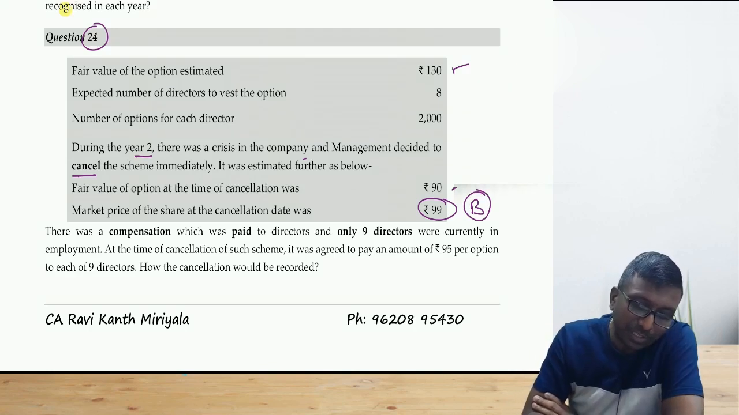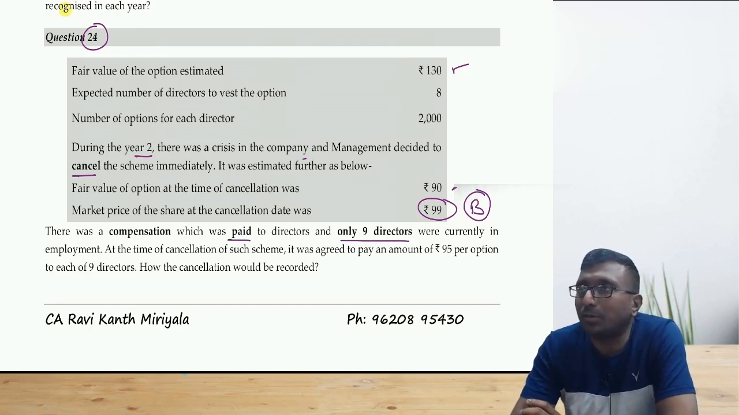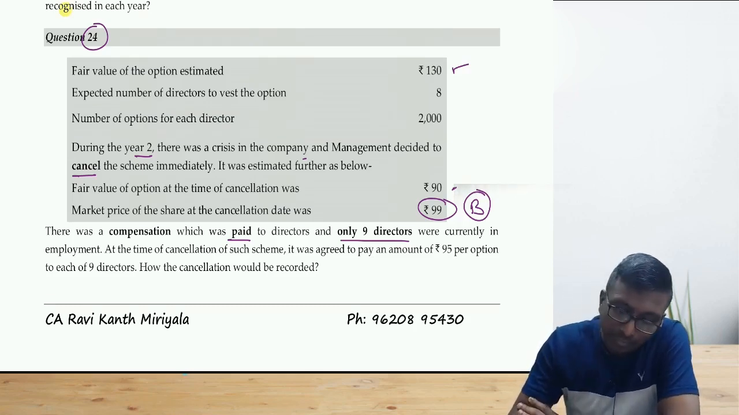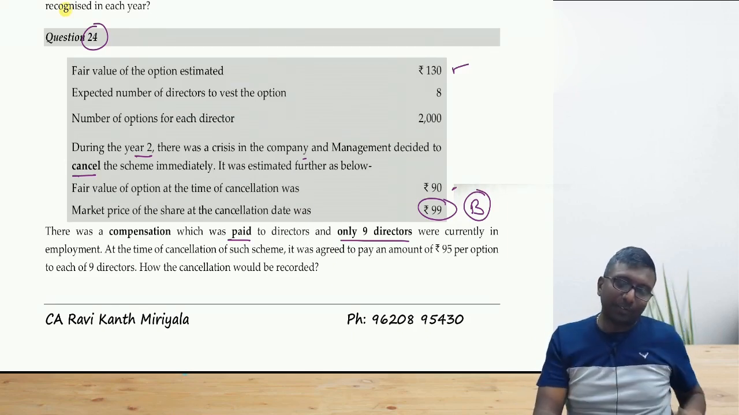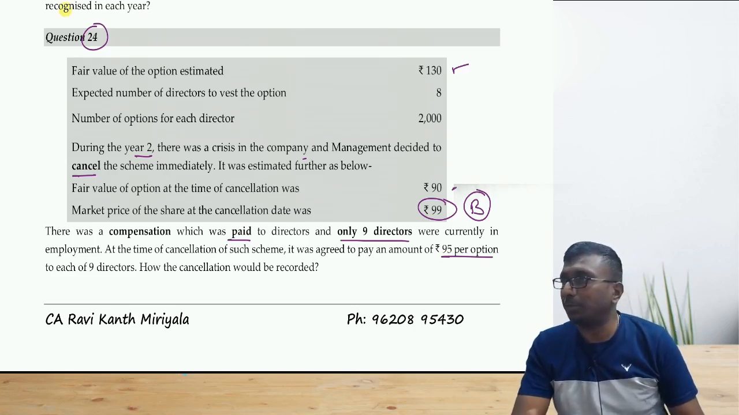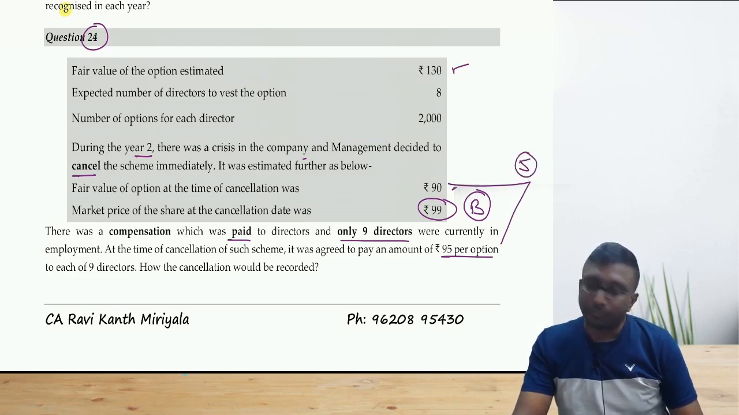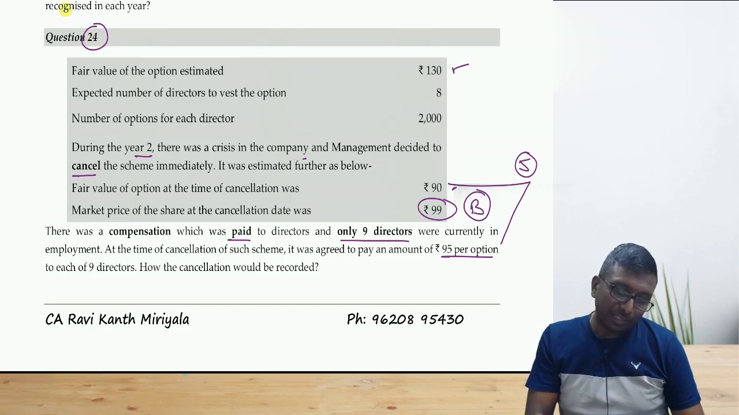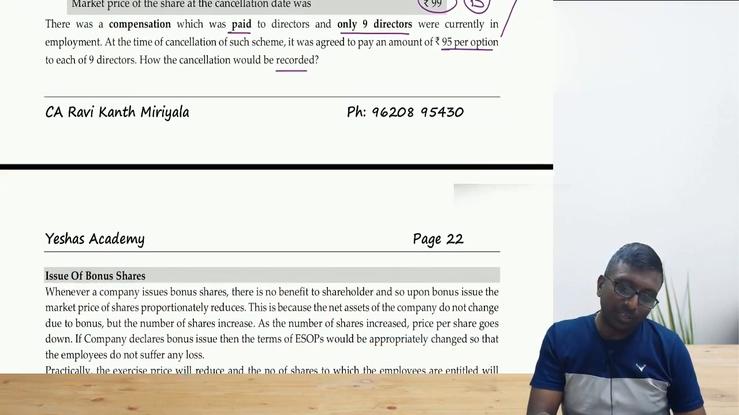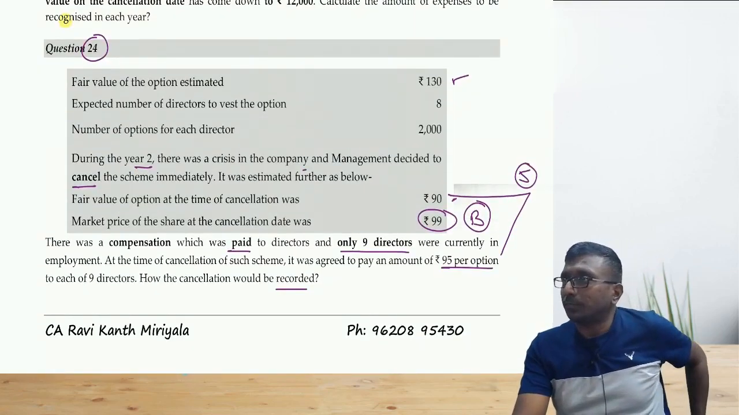Okay, na? There was a compensation paid to the director, only 9 directors. Because 9 people, you expected initially 8 people, but as on the date of cancellation, still 9 people are continuing. Correct. Currently in the employment. At the time of cancellation of such scheme, it was agreed to pay an amount of 95 rupees per option. It is payment. Correct. Na? From here to here, 5 rupees is a charge. Right. To each of the 9 directors. How the cancellation would be recorded. That is the question.